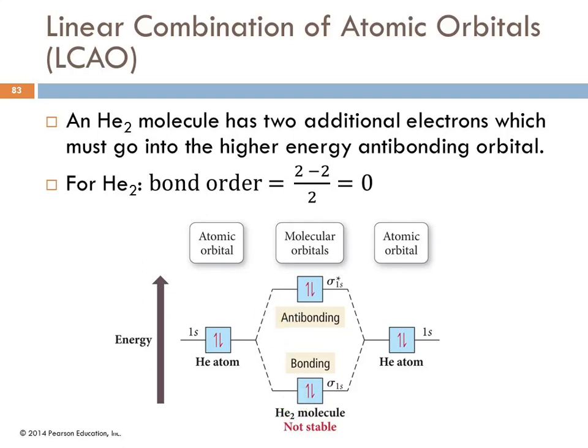Well, what's the bond order then? Well, this is 2 minus 2 divided by 2. It's a bond order of 0. Is a bond going to form between 2 helium atoms? No. And from what we learned about the noble gases, do you think He2 exists? No, it doesn't.